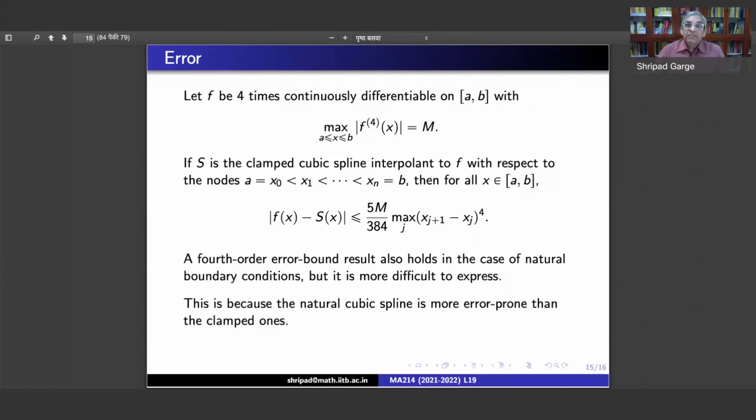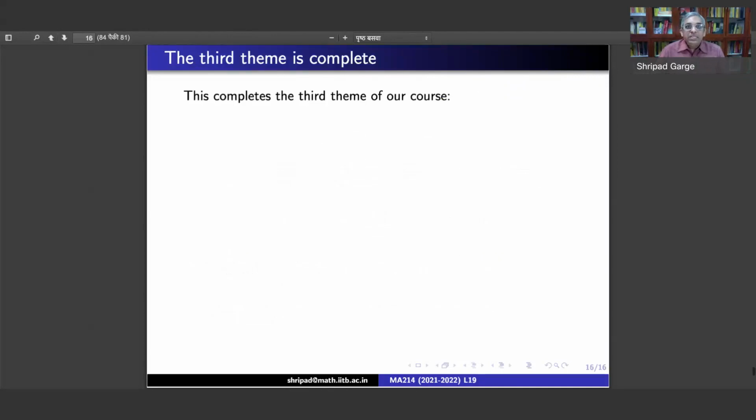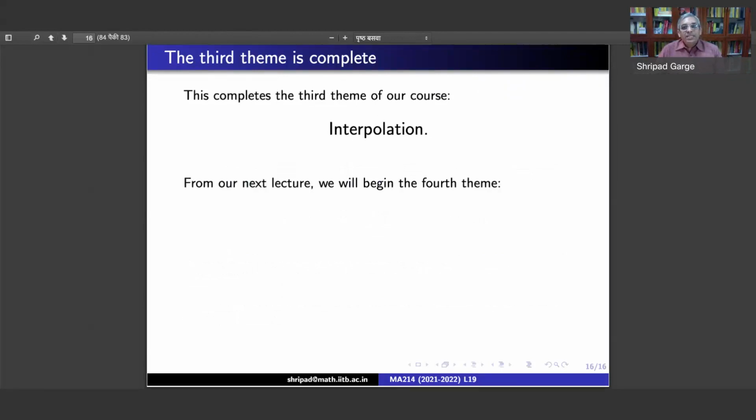And with this, we come to the end of our third theme, which is the theme on interpolation. If you remember, our first theme was on machine arithmetic, second was on equations in one variable, and now this completes our third theme of our course on interpolation, and we will begin in the next lecture our fourth theme, which is numerical integration and differentiation.